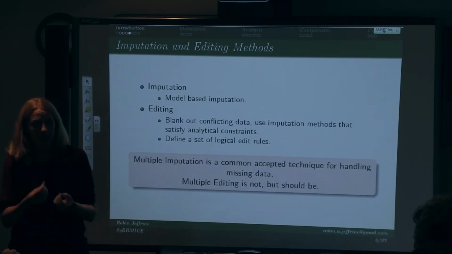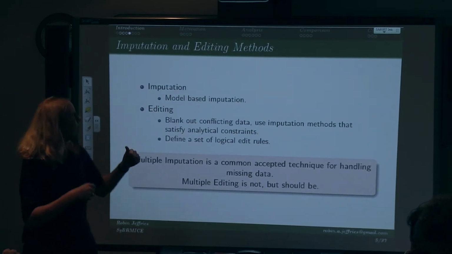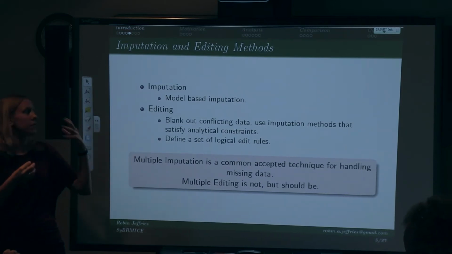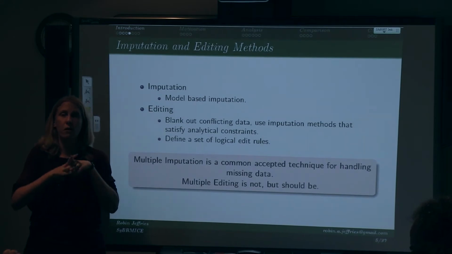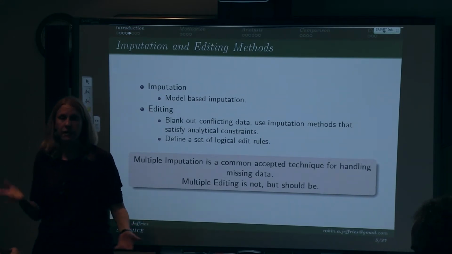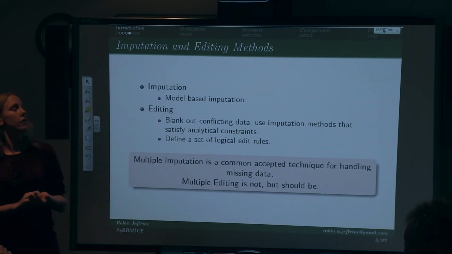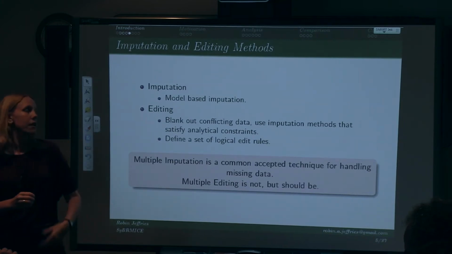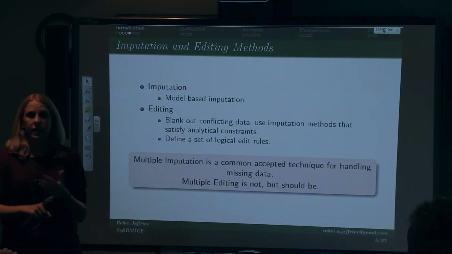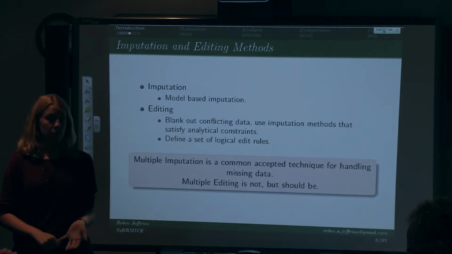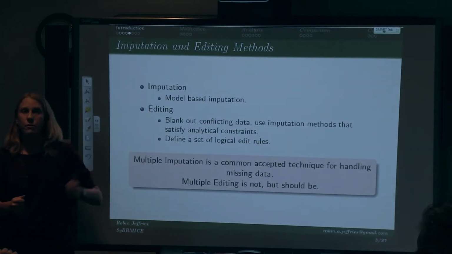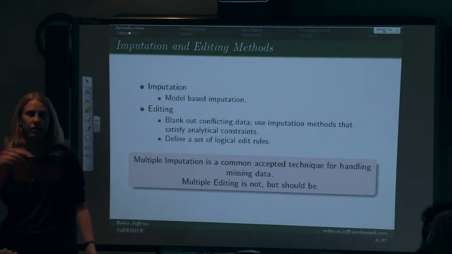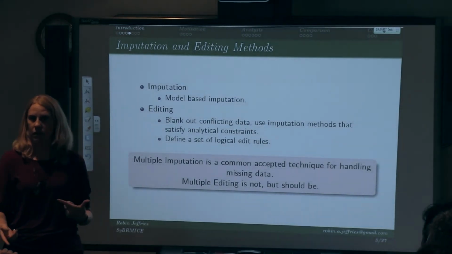Some of the more commonly used imputation methods, again, are model-based imputation, where you're using information from other variables available in the data set to inform your imputation. But editing, most commonly, is just to either blank out the conflicting data, make it missing, and then use an imputation method, or you set up a series of logical edit rules. If they said A here and B here, well, I'm going to change B to A because I don't believe B.